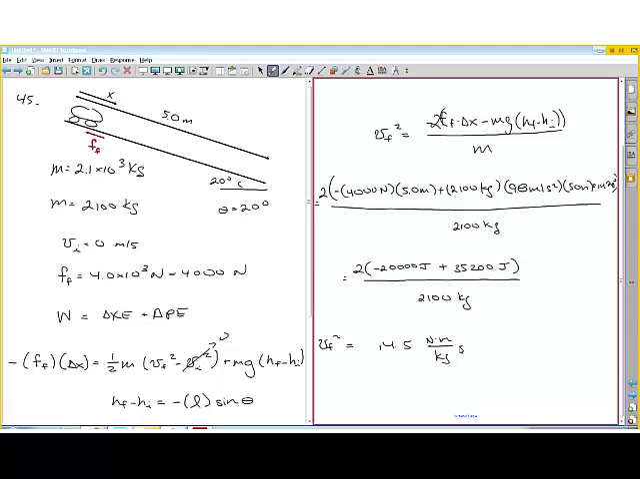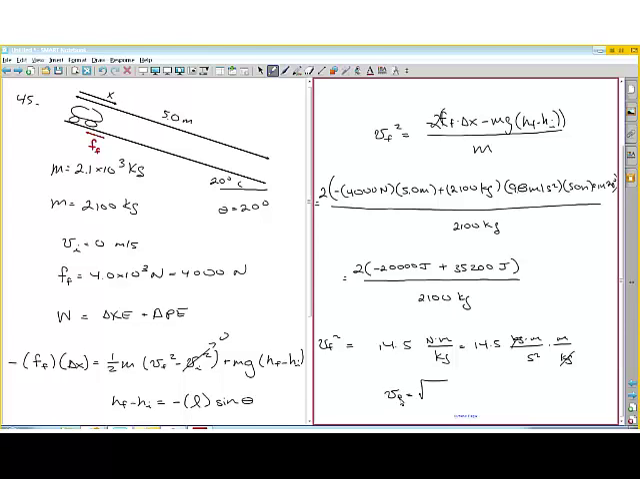Let's look at the units and make sure we're doing this correctly. We should end up with meters squared per second squared. So a Newton is a kilogram meter per second squared. That's from Newton's second law. Force is equal to mass times acceleration. And we multiply by meters and we divide by kilograms. So we divide the kilograms out. We have meters squared per second squared. So when we take the square root, we'll get meters per second.